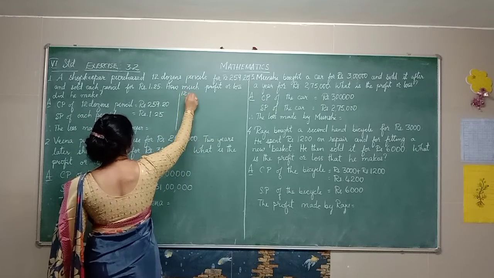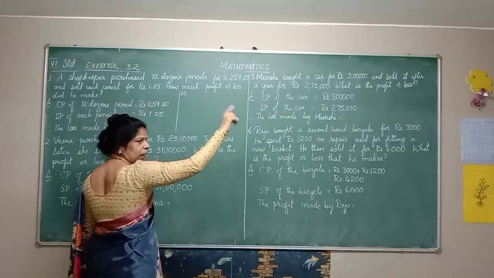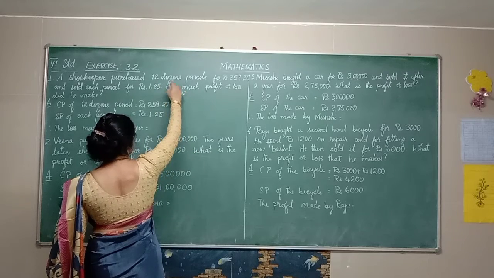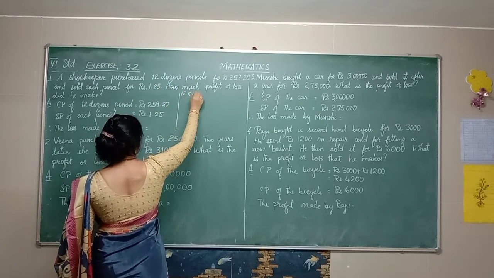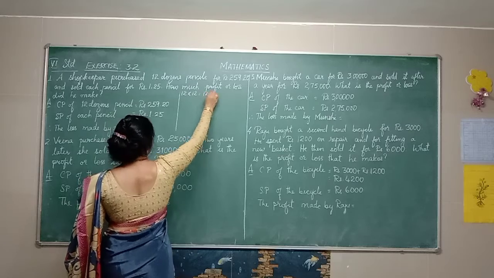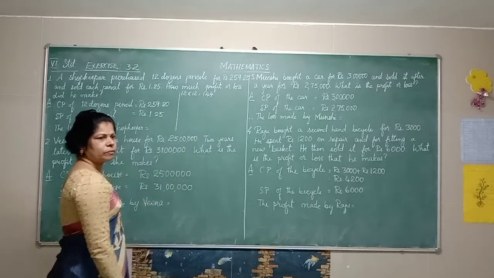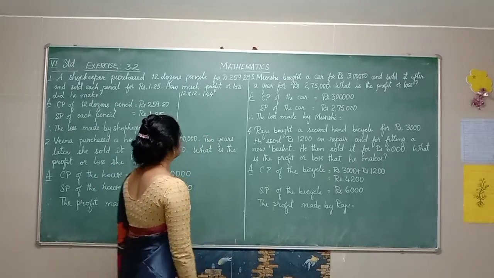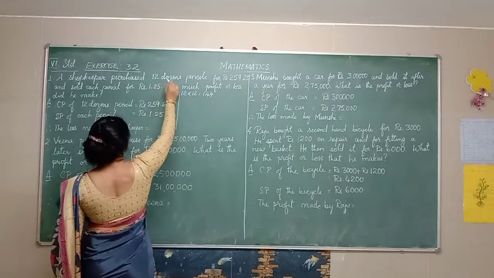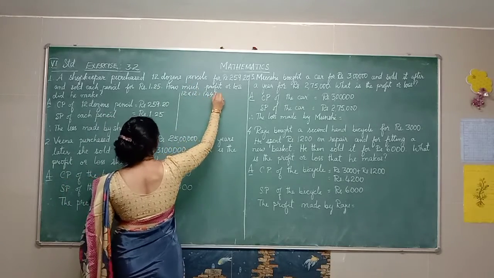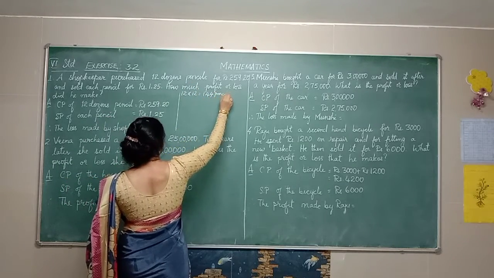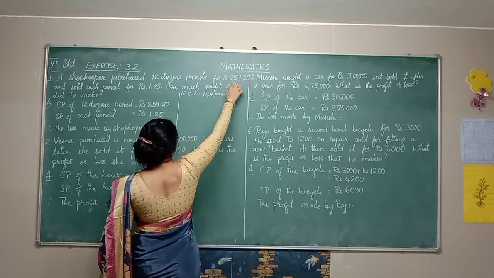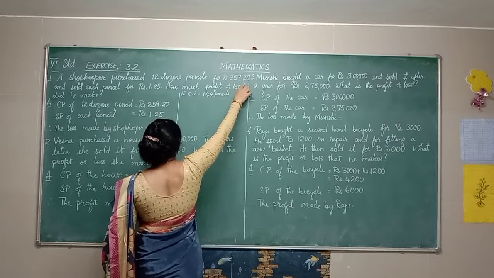12 dozens means each dozen is 12. 1 dozen means 12. So here he has purchased 12 dozens. That means 12 into 12 is how much? 144. If you do 12 into 12, you get the answer 144. Okay. So that means he has purchased how many pencils? 144 pencils he has purchased. For what amount? For all these 144 pencils he has paid 259 rupees 20 paise.